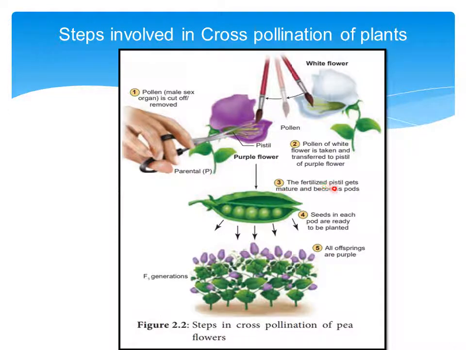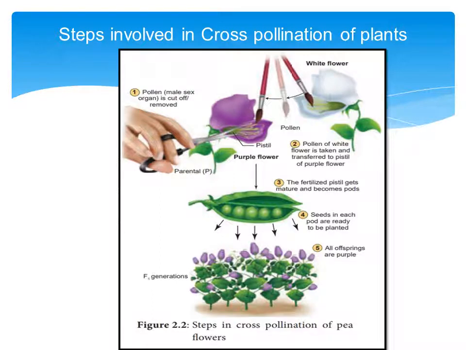Now the fertilized pistil gets matured and becomes this pea pod. When these pea pods are fully matured and grown, they are ready to be planted. So when they are planted, what is happening there? As a result of cross-pollination, we see that in the F1 generation, all plants are bearing purple flowers.